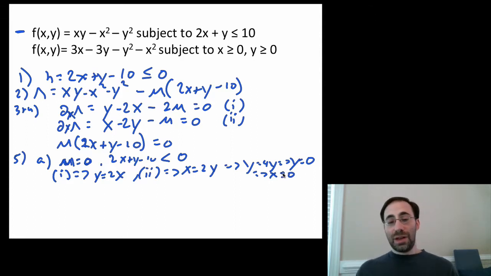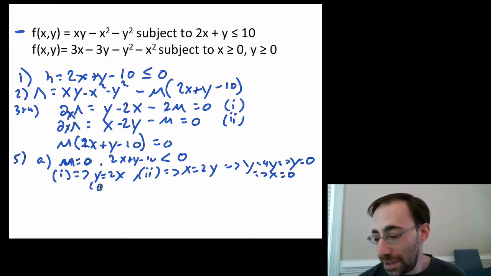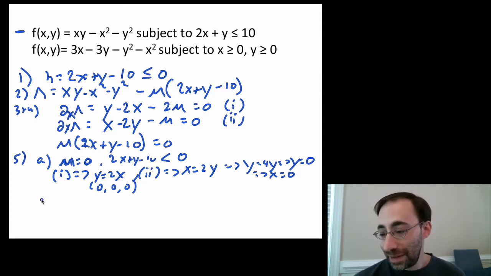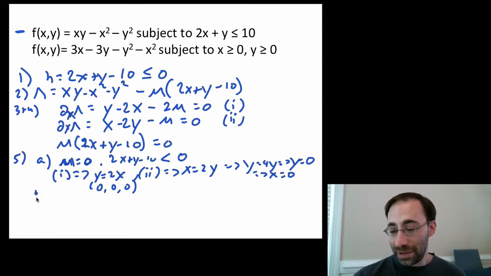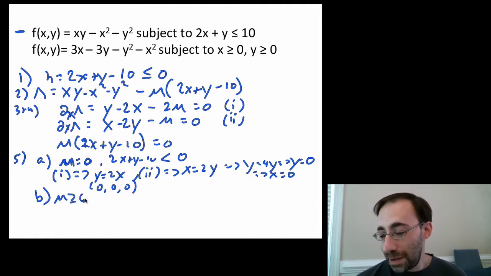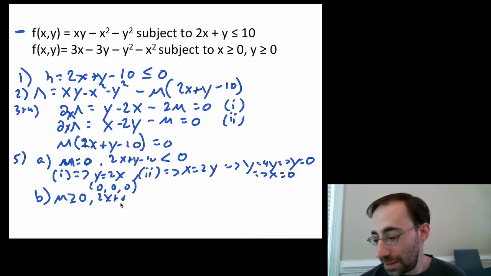Now, it is true that 2 times 0 plus 0 minus 10 is negative 10, which is less than 0, so the constraint does not bind in that case. So this is a possible outcome, 0, 0, with mu 0 as well. So here's a possible outcome of our maximization problem, all zeros. Not a very supportive group here, right? Next example, mu is greater than or equal to 0, and the constraint binds.